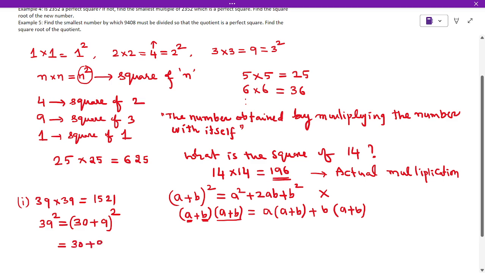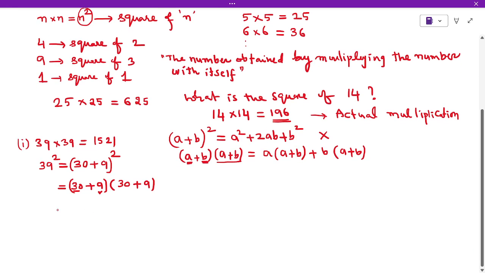So 30 plus 9 is multiplied with 30 plus 9. First multiply with 30, then multiply with 9. Let me write one more step so that you will understand. I should multiply this 30 with the whole 30 plus 9, and there is a plus sign in the middle, so then you take 9 and again multiply with 30 plus 9.